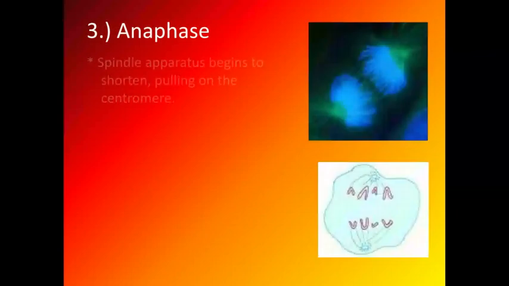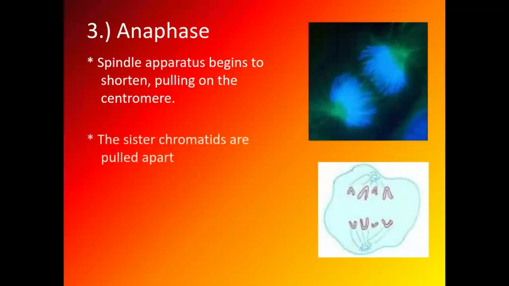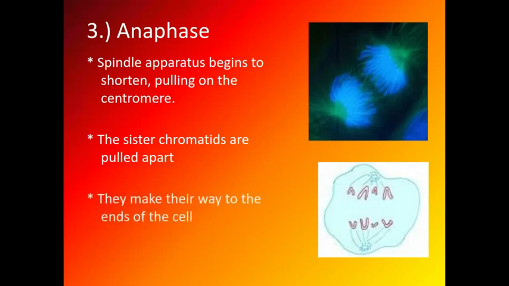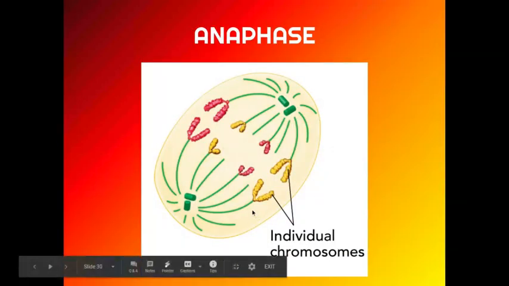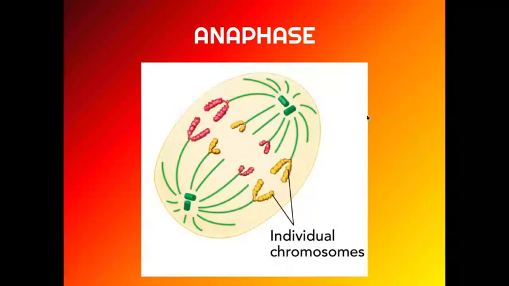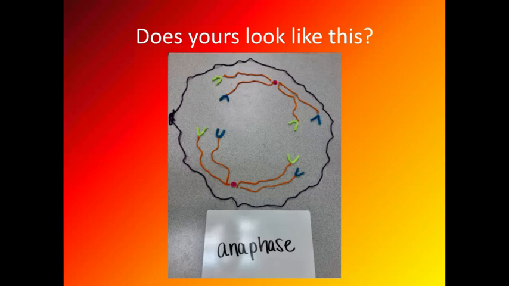Okay, the next phase is anaphase. So the spindle apparatus is starting to shorten here, pulling on the centromere. They are pulled apart. And I always tell students, remember anaphase and apart both start with A. Might help you remember this phase. And here's what it looks like. You can see the chromosomes are being pulled apart, starting to create that new or two new cells here. And that's what yours should look like if you use the materials.